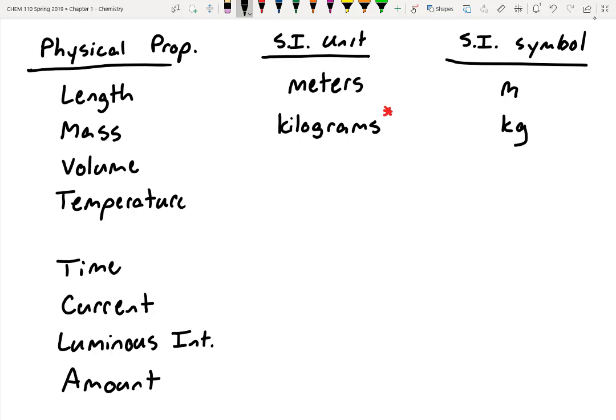All right, and then volume is measured in liters. However, most chemists measure volume in what? Milliliters. So again, chemists kind of vary on this. The symbol for liters is capital L. So again, make sure you remember to capitalize or not capitalize certain symbols.